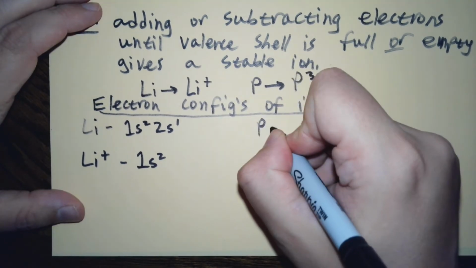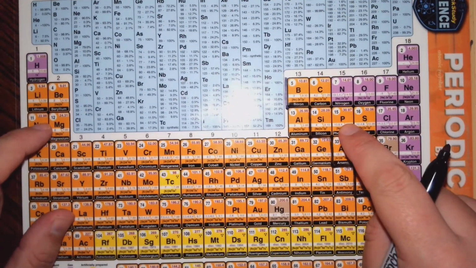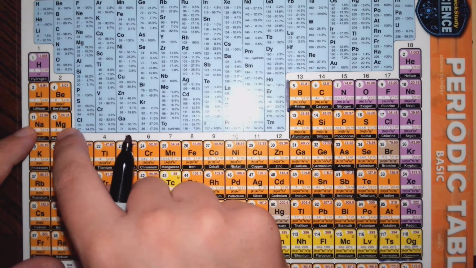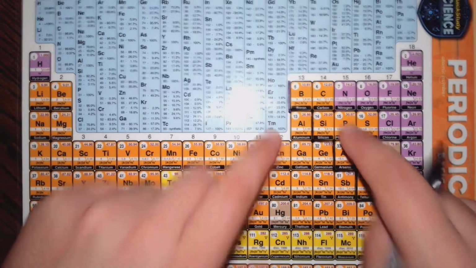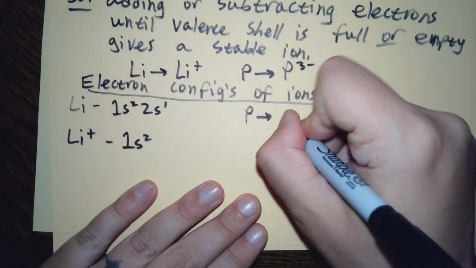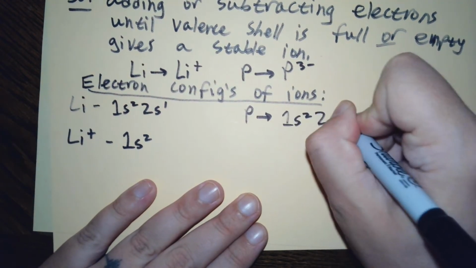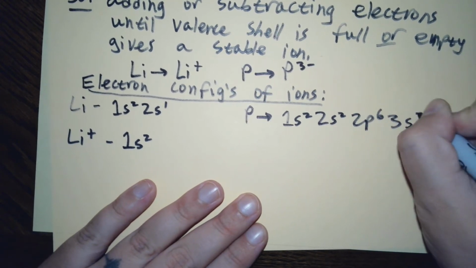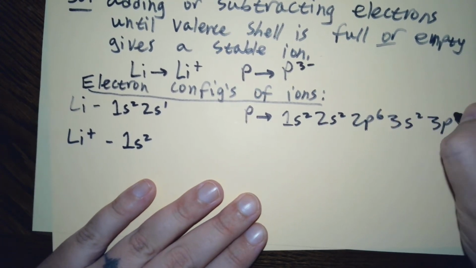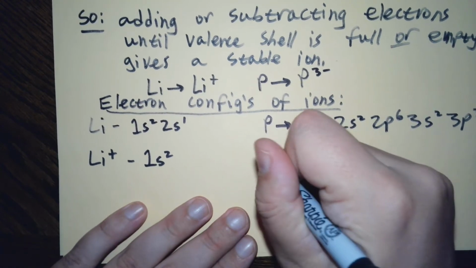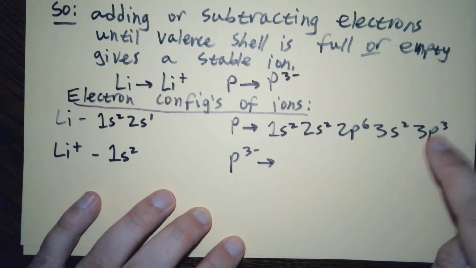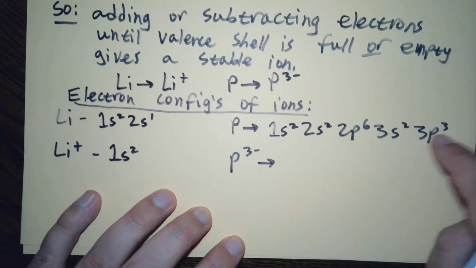So now let's look at phosphorus. Well, we've got some work ahead of us. 1s2, 2s2, 2p6, 3s2, 3p3. Okay. So 1s2, 2s2, 2p6, 3s2, 3p3. P3 minus. We just peel the 3 electrons off the end. There's 3 electrons right here.